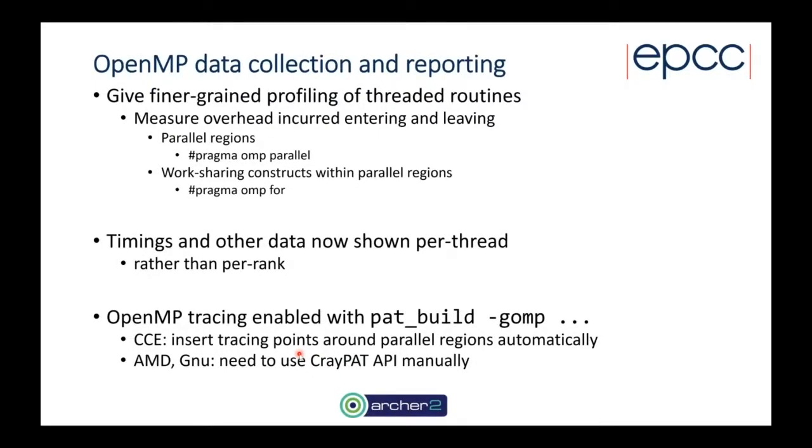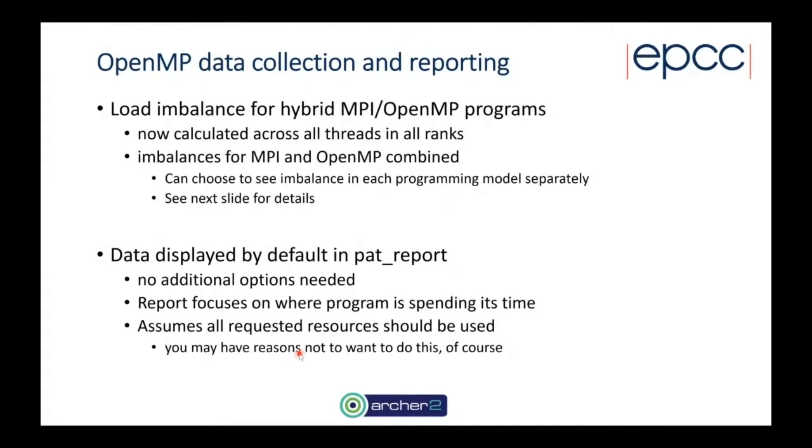CrayPat will also give you nice finer grain detail on OpenMP applications, so it will measure overheads of parallel regions and for or do loops, and you can see timing per thread rather than per process. This is done by default for you with Cray compilers, but for the AMD or the GNU compilers, which you can also use, we would need to turn that on using the CrayPat API. So CrayPat will let you look at load balance across your OpenMP and your MPI programs, but also across hybrid programs. So that kind of imbalance can be useful.